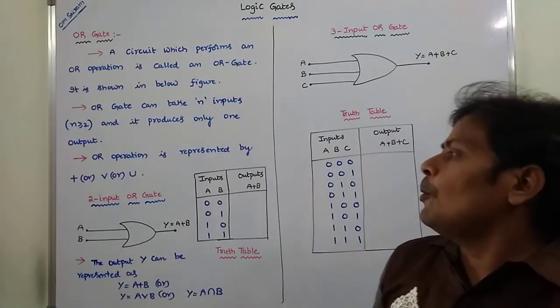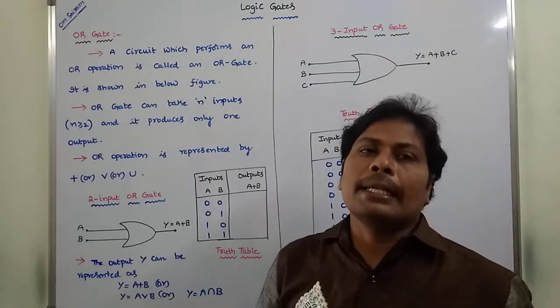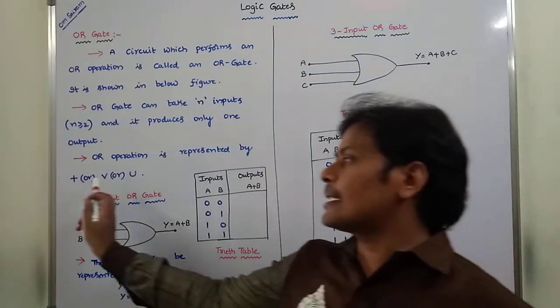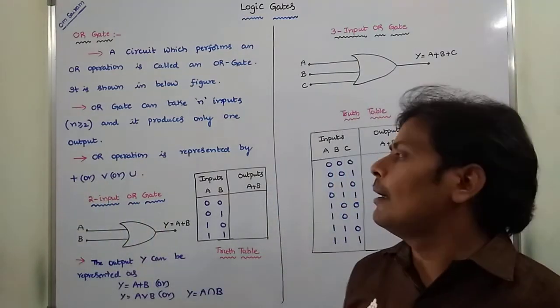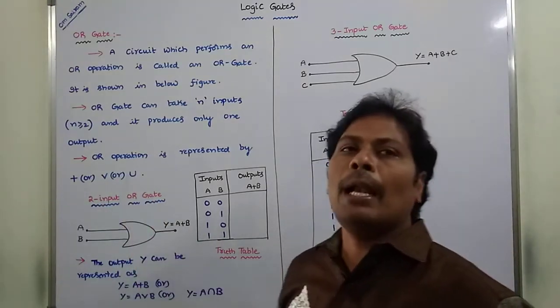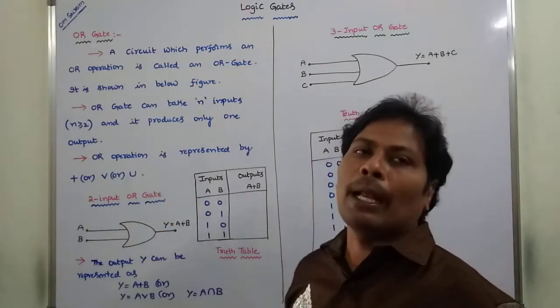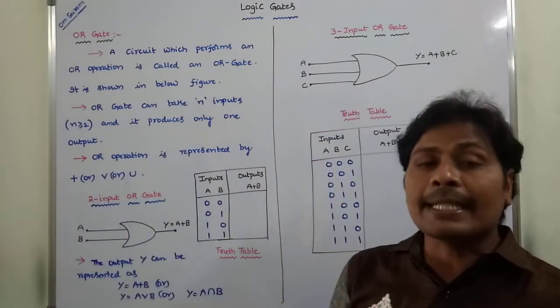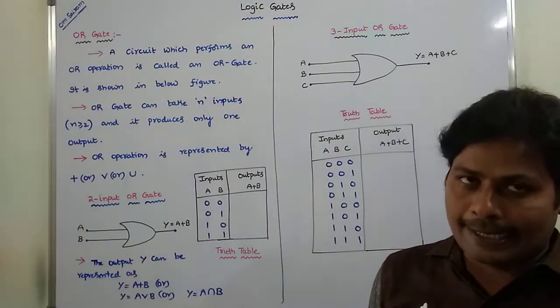Now, OR operation can be represented by using 3 symbols. The first symbol is a plus symbol, then a V symbol, or a union symbol. These 3 symbols are used for representing the OR operation.